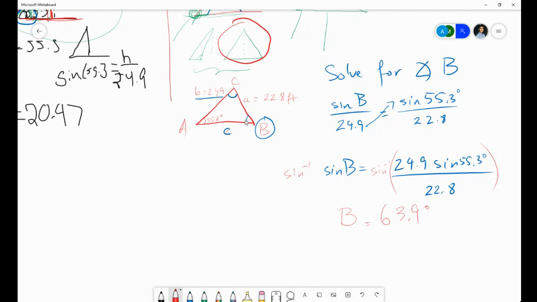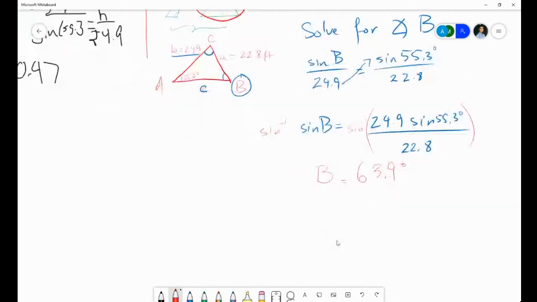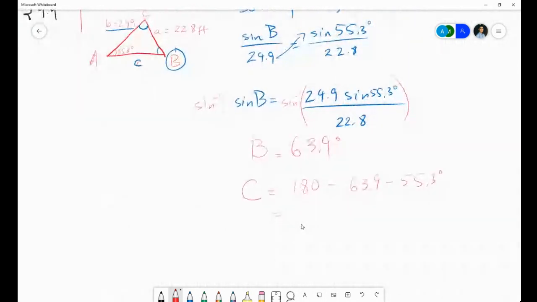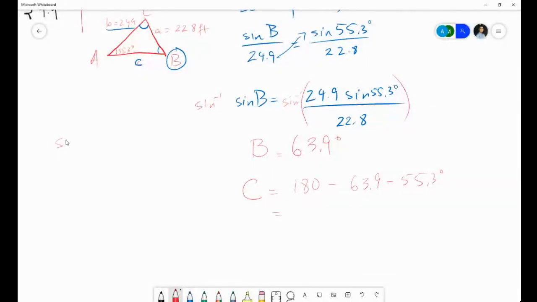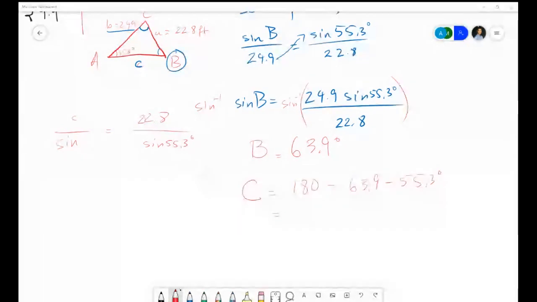Since we know that, we can solve for the rest. We can solve for angle C next because I have 2 of the angles, so it's 180 minus 63.9 minus 55.3. Tell me what that is. Once you know what angle C is, you can solve for side C by doing the same thing: side C over sine of whatever C happens to be equals 22.8 divided by sine of 55.3 degrees. So what is C?